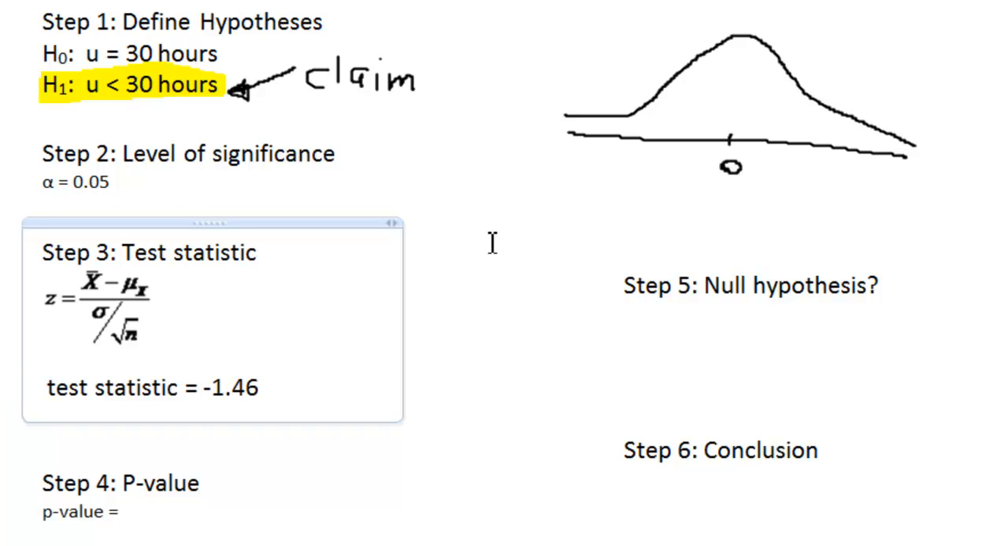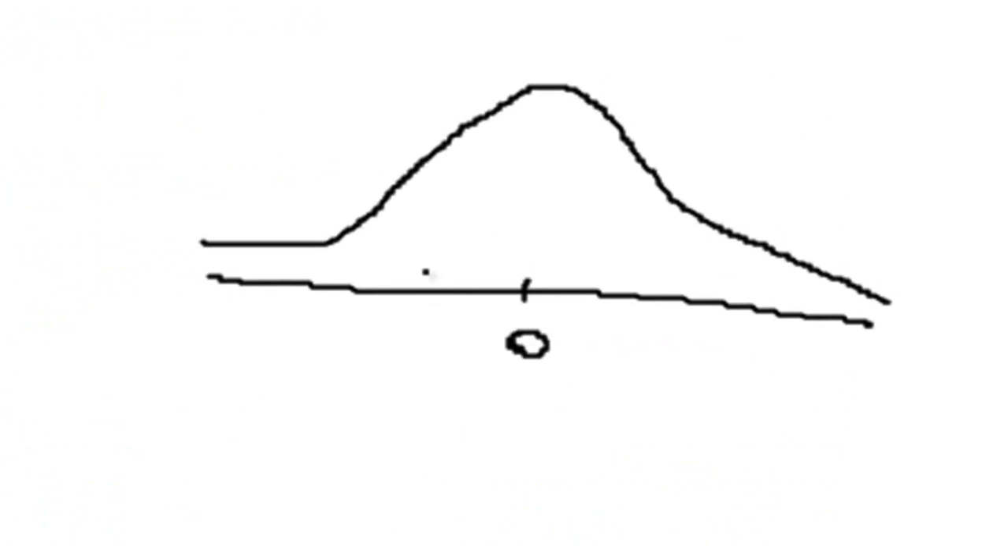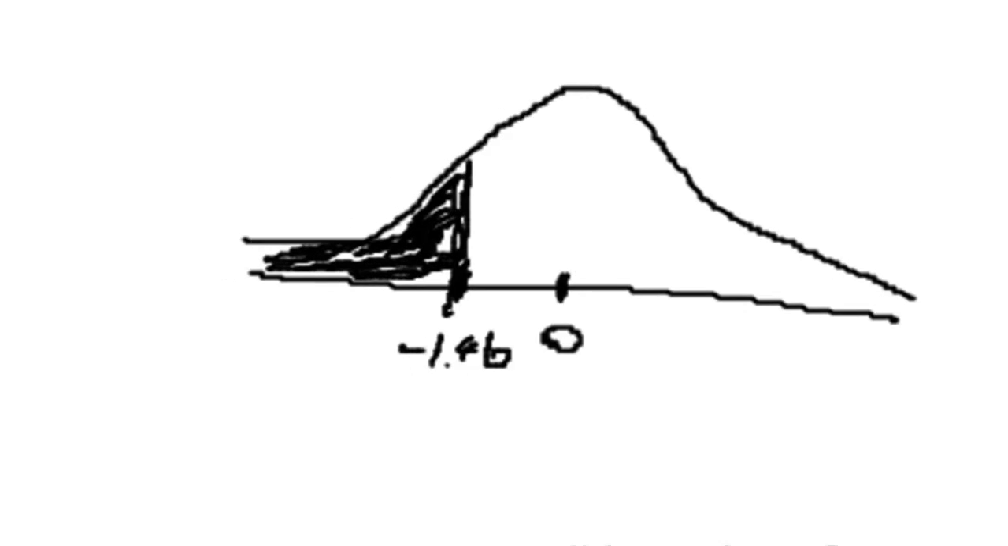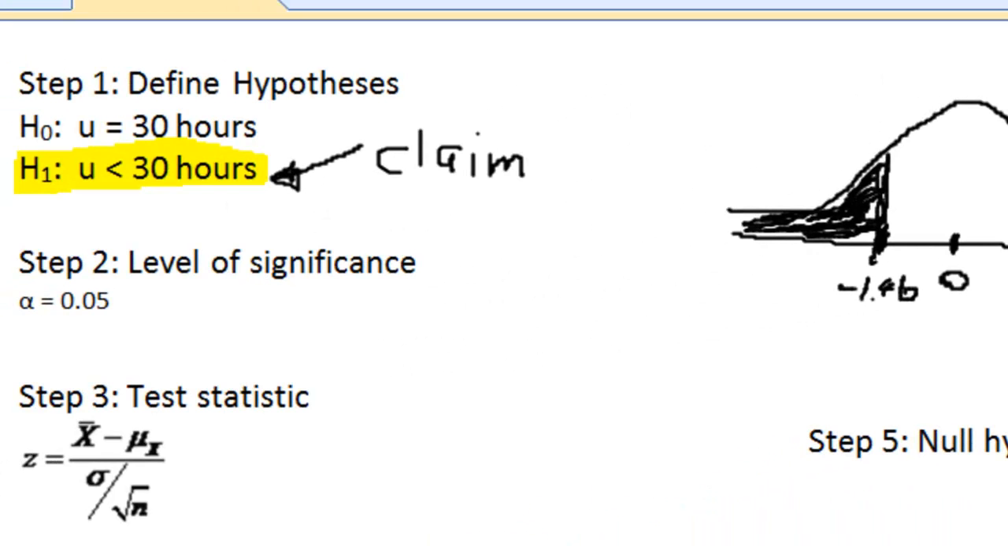So let's look at this picture over here that I started to draw. This is not a perfect picture by any means, but I know that negative 1.46 is somewhere to the left of 0, the population mean of 0. That has to be in the middle. So I know that the z number, negative 1.46, is somewhere to the left of it. And I'm going to shade to the left of this negative 1.46. The reason I'm shading to the left and not to the right is because of this right here. I hope you can see. In fact, I'll circle it for you in the alternative hypothesis.